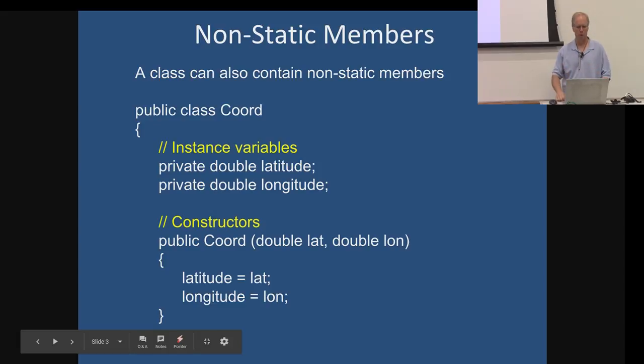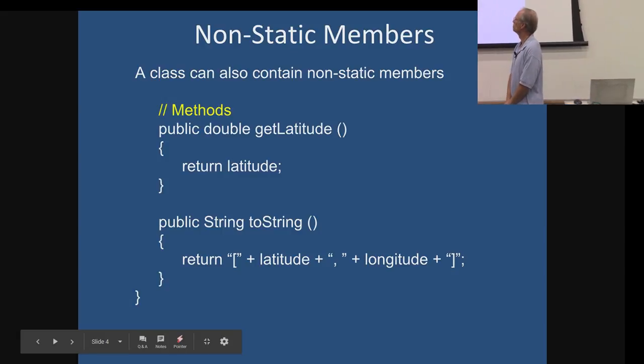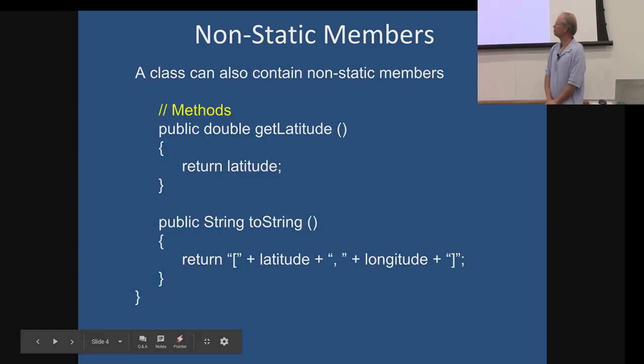Okay, so far we've got instance variables, which are just non-static variables, and constructors. And then you can have methods. So here are a couple of methods. They're not declared static. They're just methods that belong to the class. Okay, so that's just a preview.